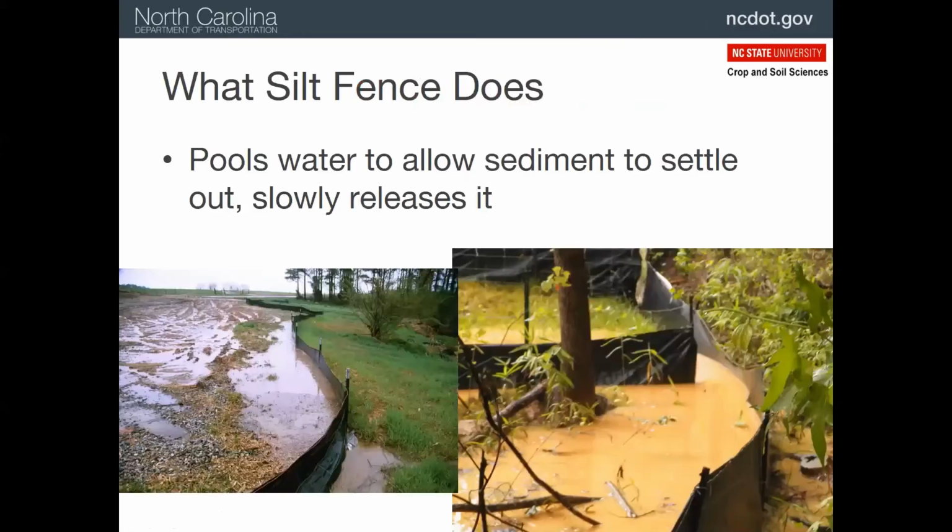There are machines that do this, actually, in clear areas anyway, that you can put on the back of a tractor. So this is what they should be looking like when they're installed and functioning properly. You see how we've got pooled water and it's slowly leaking through the fabric. So the fabric is supposed to be leaky, but not very leaky. It's just enough so water will slowly leave after dropping out the heavier sediment.